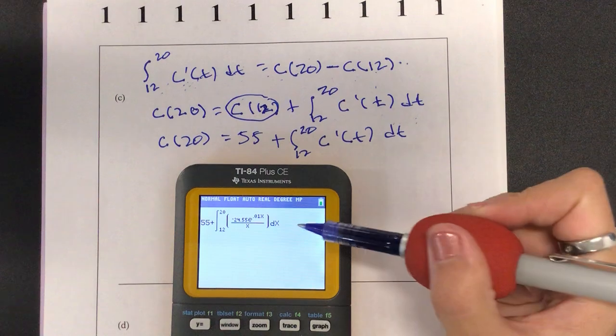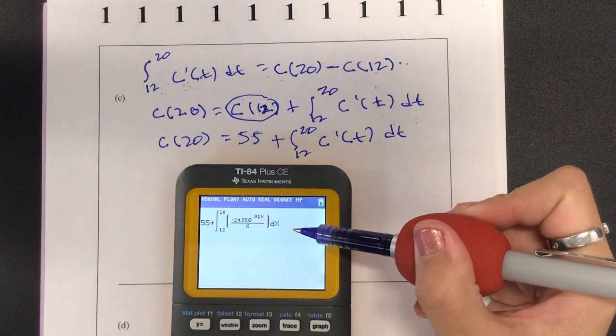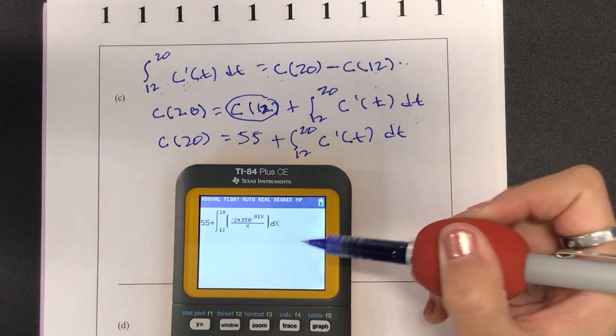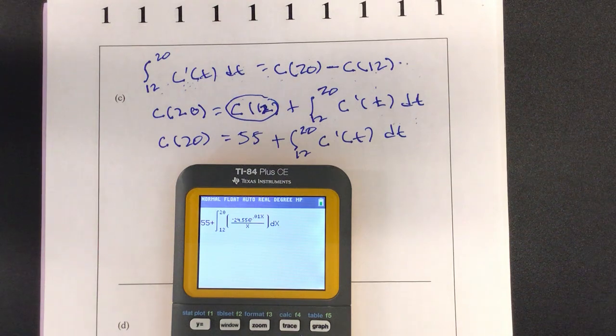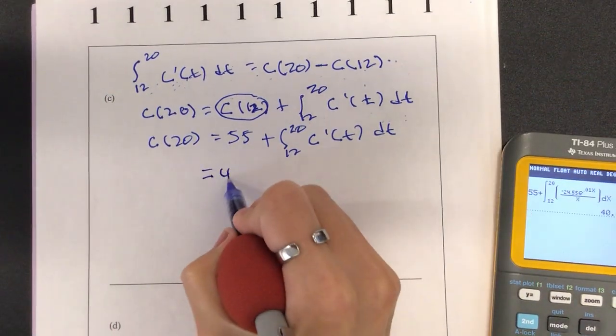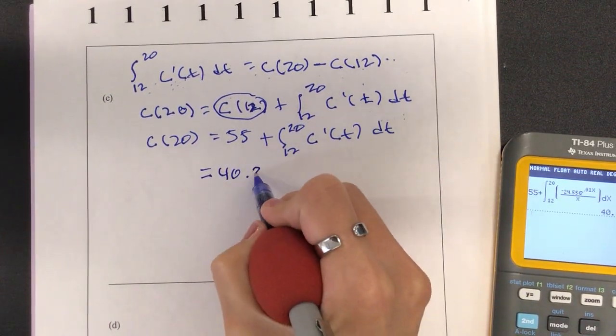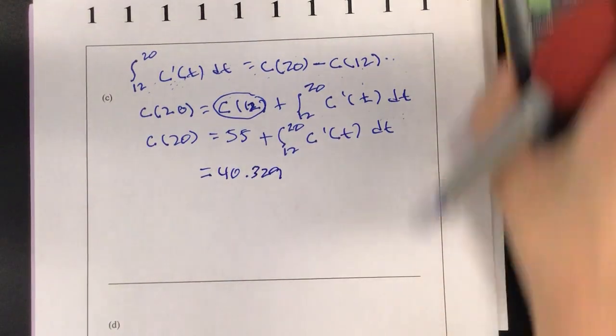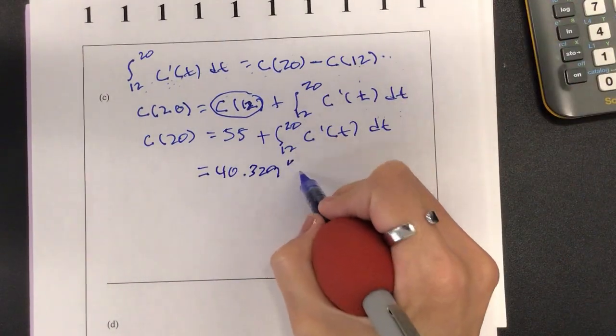Okay, I'm going to double check. Do y'all have what I have basically? Yeah? Okay, I get 40 something. Is that what you have? Okay, so that's just going to give me 40.329. And that's degrees Celsius.